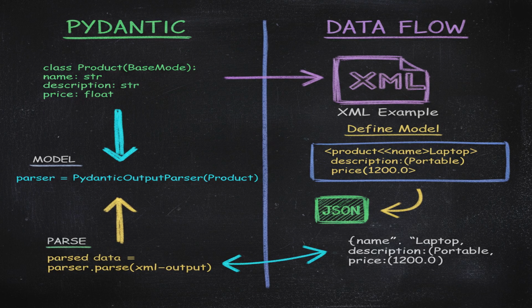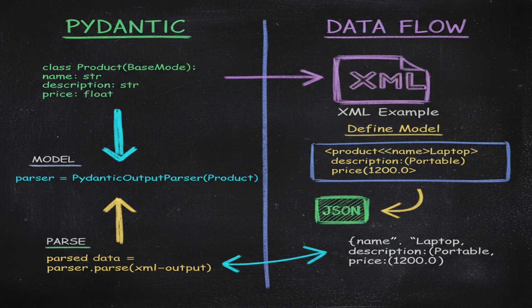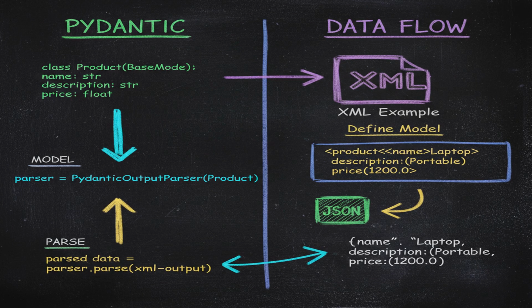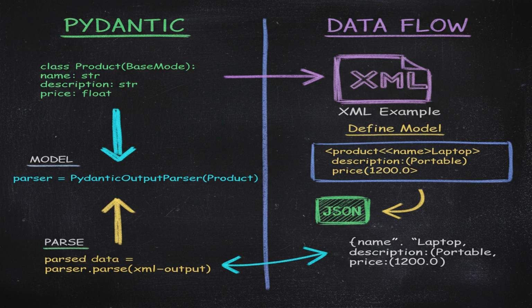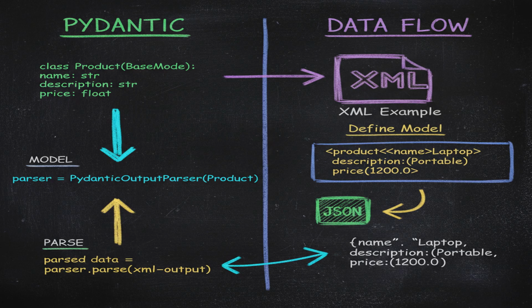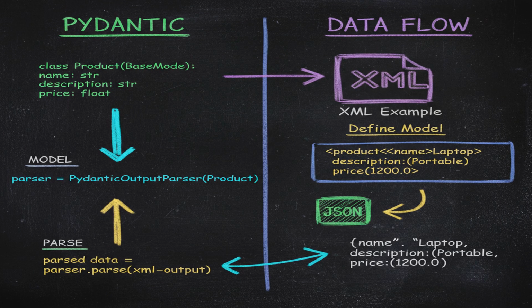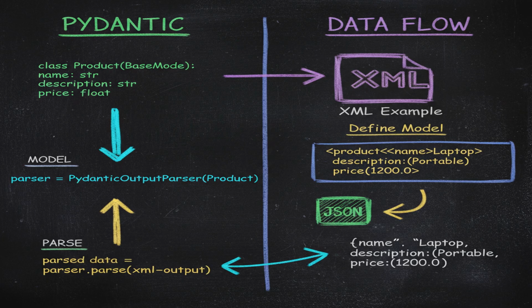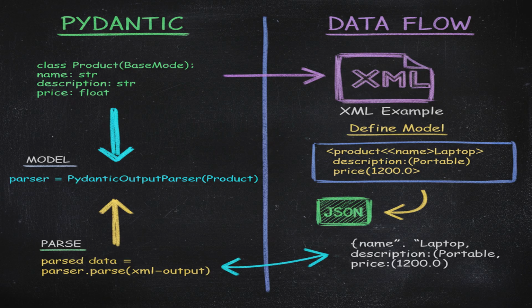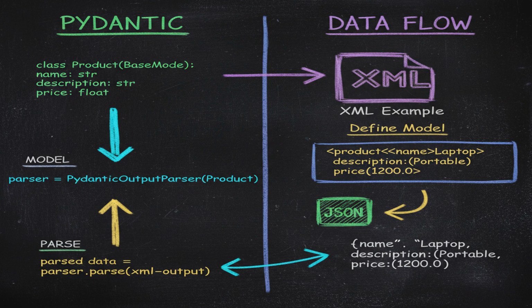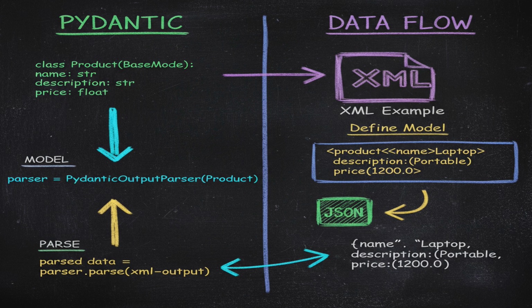Here's where it gets interesting. Let's walk through a hands-on example. First, we set up our environment with LangChain and OpenAI. Now let's see a common pattern. Extracting JSON output, we define a Pydantic model for a product with name, description, and price fields. Then we initialize the Pydantic output parser with this model and construct our prompt, including the format instructions from get format instructions.